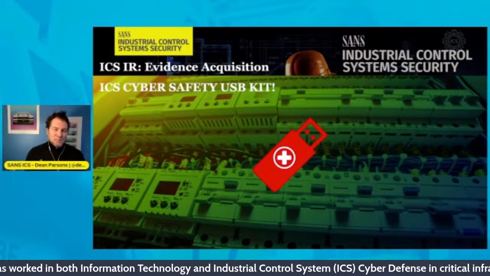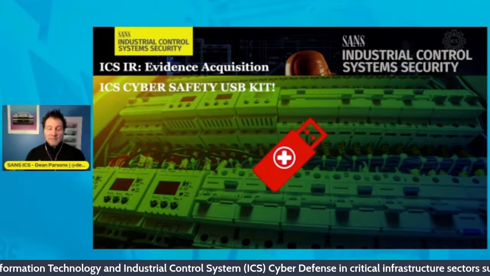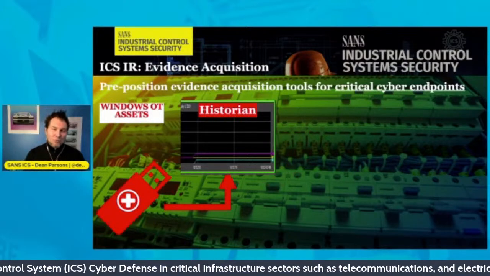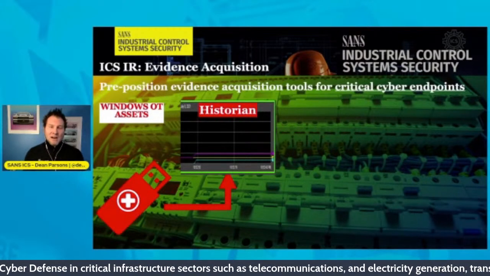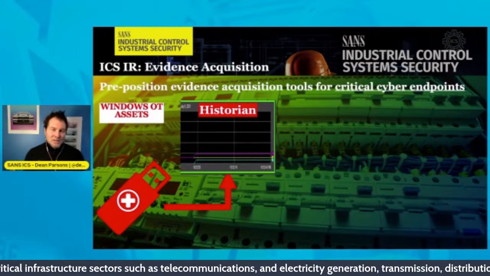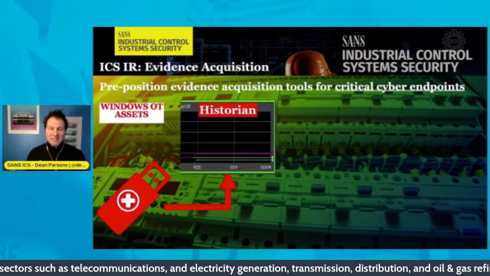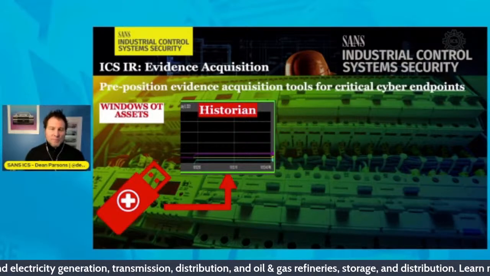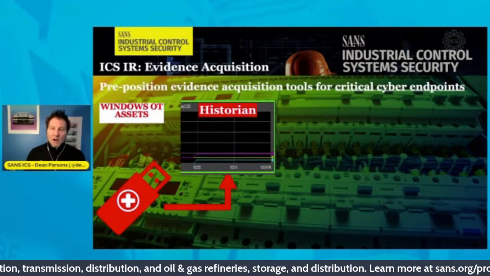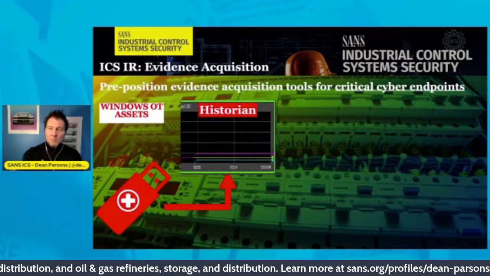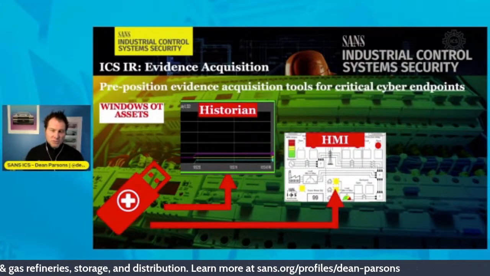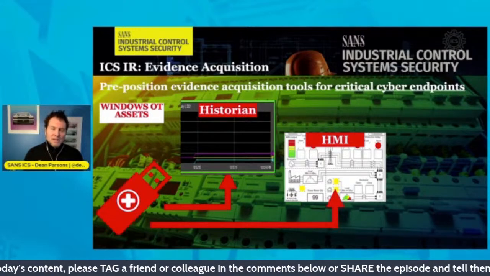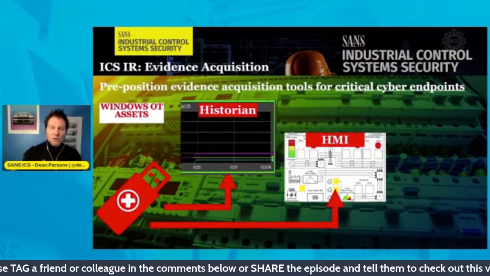Where can these USBs be pre-positioned and ready for data acquisition in your environment, you're asking? Well, of course, we covered this before, but it's great to have this aligned with your critical assets. So having one or two or three specifically set aside and physically located near your data historians is a great pre-positioning idea. Also around not just your data historians, but also your human machine interfaces as well. Any of these devices so far are Windows OT assets, of course, and also around your engineering workstation.